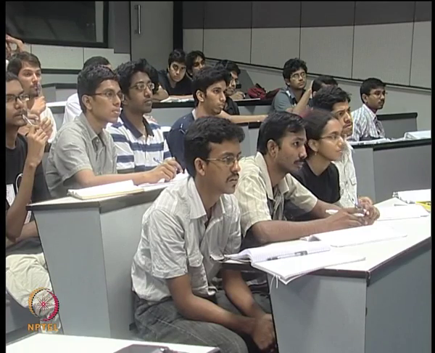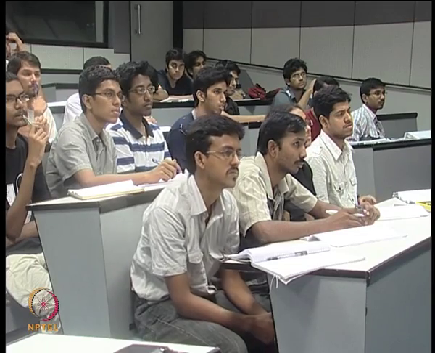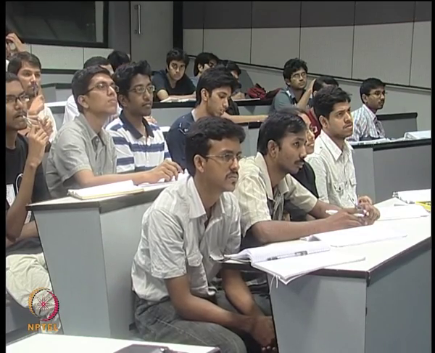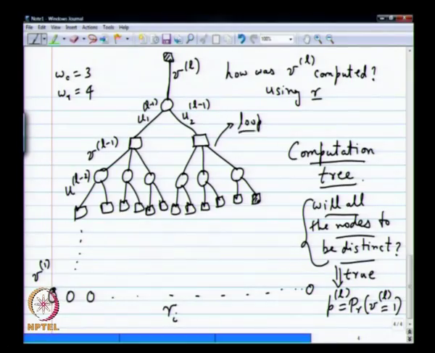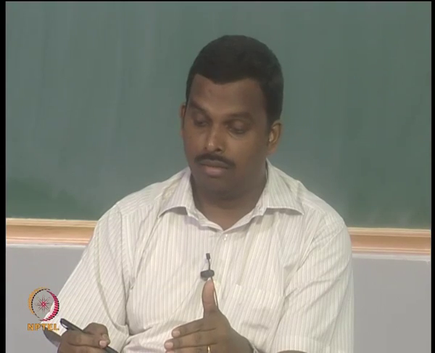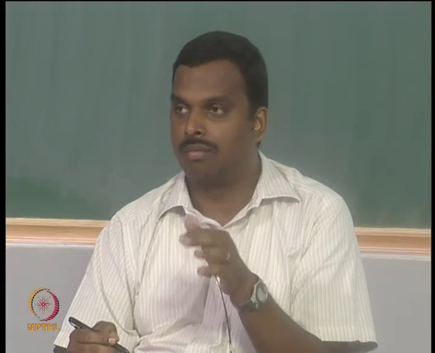You have a loop in your graph. If this check node repeats here, it means this becomes a loop, or cycle, in your graph. Cycle is a much more standard term. So, if I want my computation tree for iteration L to be free of any node repetitions, what type of cycles should not be there in the graph?